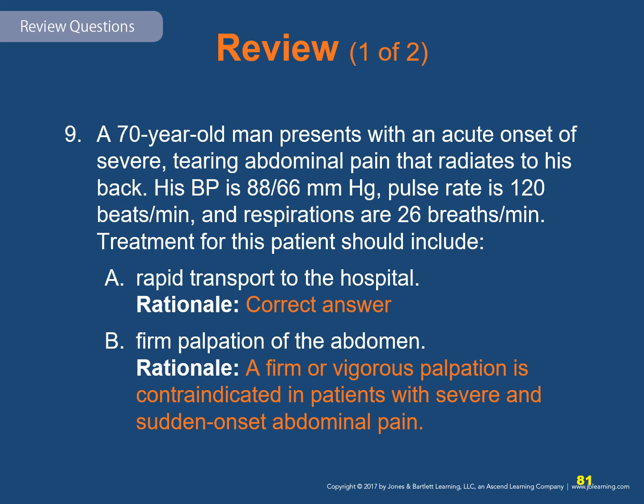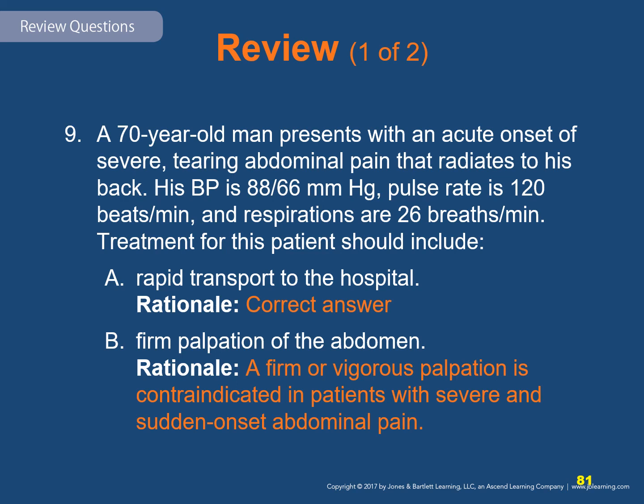A 70-year-old man presents with an acute onset of severe tearing abdominal pain that radiates to his back. His blood pressure is 88/66 millimeters of mercury, pulse rate is 120 beats per minute, and his respirations are 26 breaths per minute. Treatment for this patient should include A, rapid transport to the hospital, and that is the correct answer.